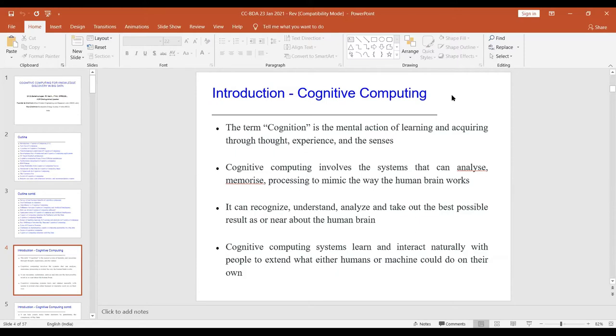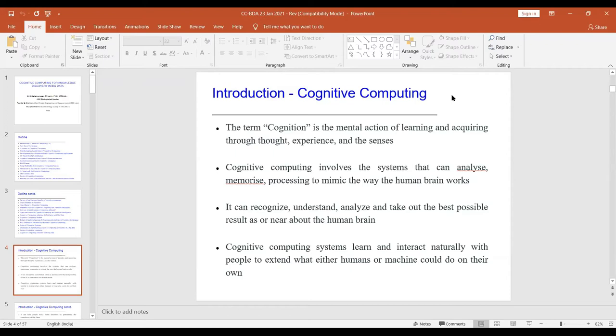Whereas cognitive computing involves a system that can analyze, memorize, and process to mimic the way the human brain works. The main distinction between the human brain and artificial intelligence is that the human brain has common sense, whereas computers don't have common sense. That is the basic distinction between a human brain and a computer brain or system brain: it lacks common sense. So we are adding this particular component onto the computing, and we call this cognitive computing.